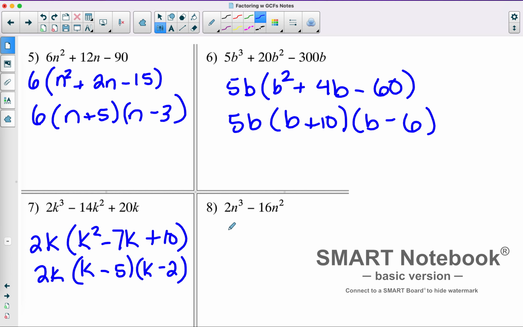For number 8, you would bring out a 2n squared and be left with n minus 8. And that doesn't continue to factor, so that's all you can do for that one.